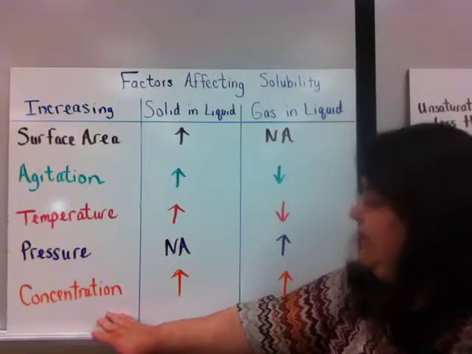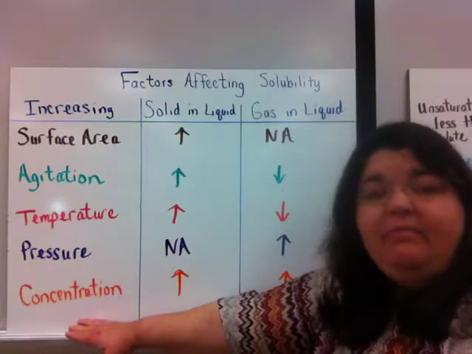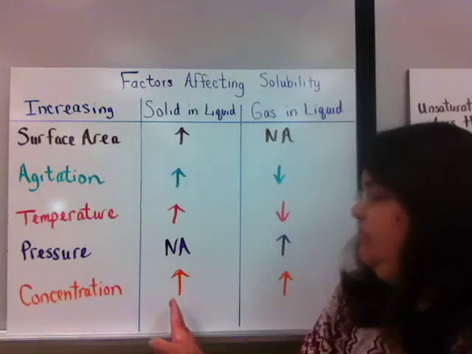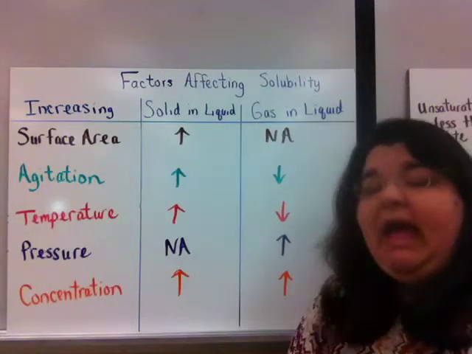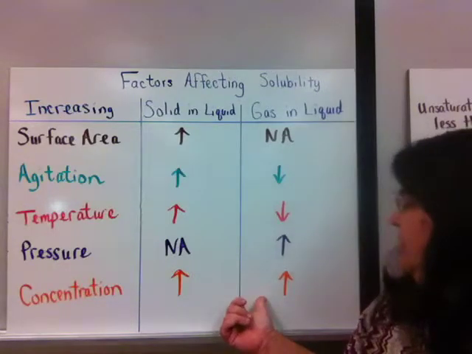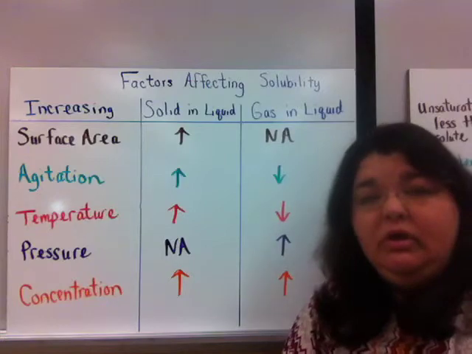The concentration is just a fancy word for how much solute I am putting in. And obviously, if I put more sugar into my tea, I will get it sweeter faster. And if I add more carbon dioxide into my Coke, I will get more carbonation.